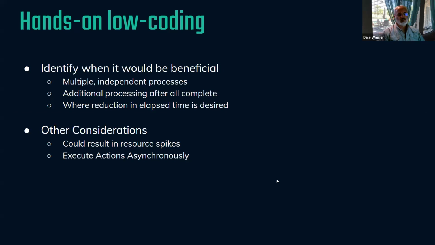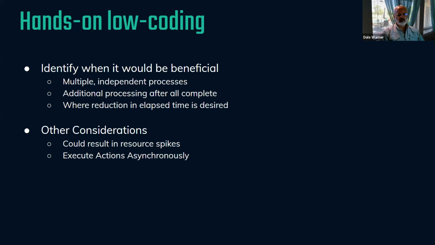So, parallel gateway, when would it be beneficial? Just like I just illustrated, it's great for when you have multiple independent processes, two or three things that need to happen all at once, and you need to do something more after they're all complete. And the point would be that you want to reduce elapsed time. If you've got a user hanging on, waiting for that workflow, that would be one reason, one benefit.